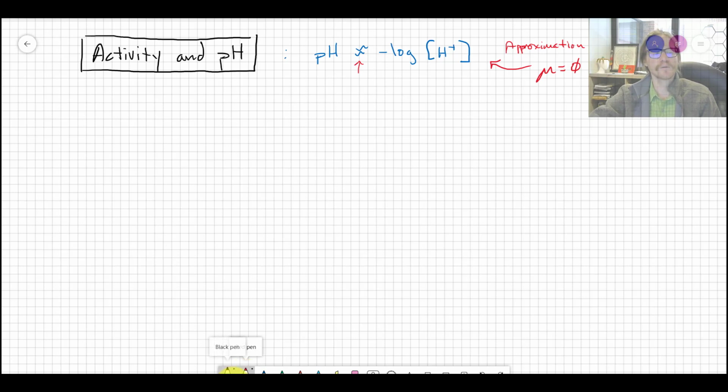So what that means is that pH is really the negative log of the activity of hydrogen ion, which goes to say that's the negative log of the concentration of hydrogen ion multiplied by the activity coefficient of hydrogen ion. That's the true representation of pH, where we're taking into account what else is in solution and the impacts of the ionic shielding from the ionic strength.